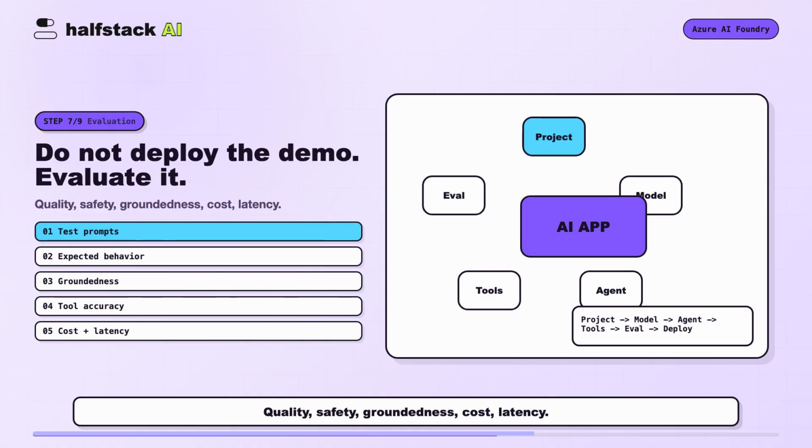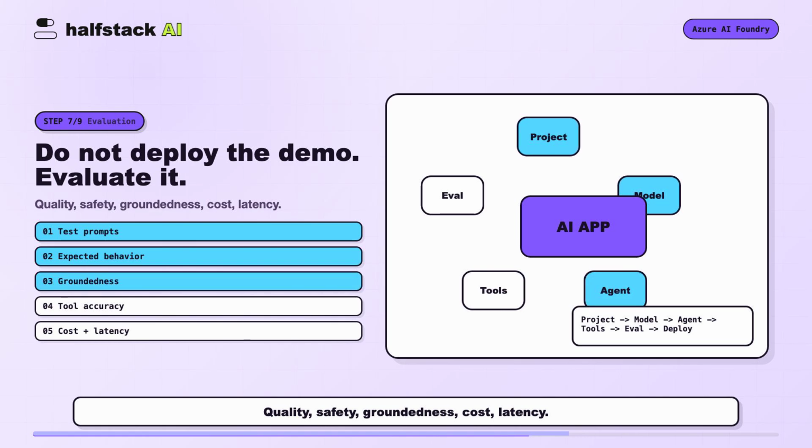Before deployment, evaluate. Does the agent follow instructions? Does it call the right tool? Is the answer grounded? Is the latency acceptable? Is the cost reasonable? Foundry supports evaluation workflows and agent evaluators, but you still need a useful test set that reflects real user questions and failure cases.